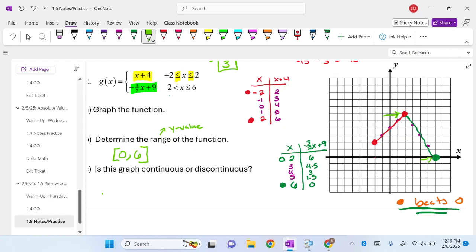Now, is the graph continuous or discontinuous? So continuous means that there's no breaks, no holes. Discontinuous means that there are breaks and holes. So what do you guys think? It would be continuous on the domain. All right. So I would say this is continuous because if you ran your pencil along it, there's no holes, there's no breaks, there's no open circles anywhere. It's pretty much consistent, like you could run your pencil perfectly along the graph.